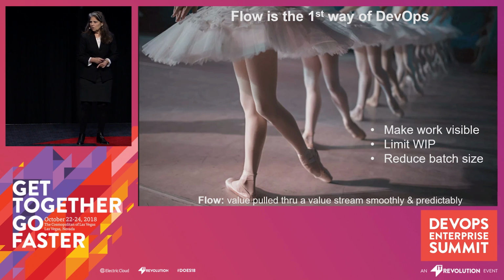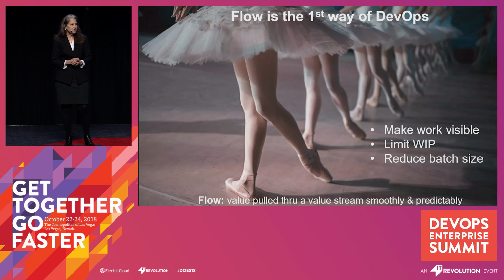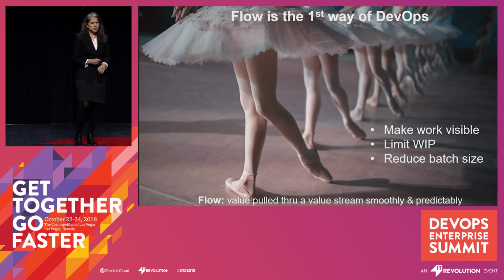As many of you already know, flow is the first way of DevOps. If you get The DevOps Handbook, you're going to see flow as the underpinning principle of the first practice. And flow, as a review for most of you, is all about making work visible because it's hard to manage invisible work, and limiting work in progress so we don't get all these queues that build up that Damon Edwards mentioned this morning, and reducing batch size so we can get feedback faster.